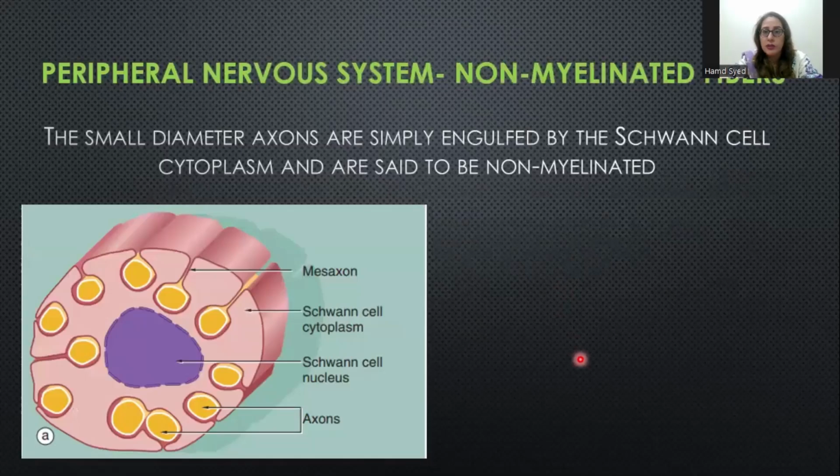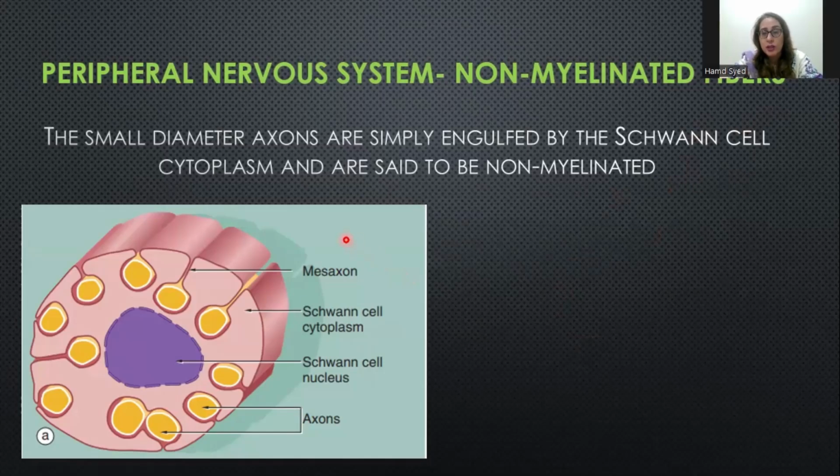Now, in the peripheral nervous system, first we're going to look at those nerve fibers which are the non-myelinated ones, and then we'll talk in detail about the myelinated fibers. So first, let's talk about those fibers which are said to be non-myelinated. Although they don't have the myelin covering, they are supported by Schwann cells.